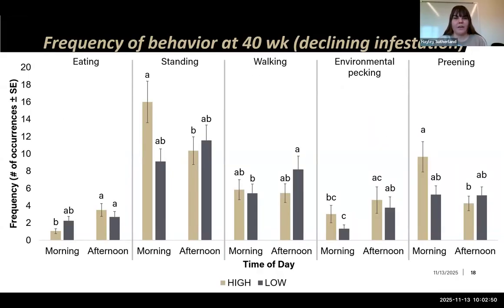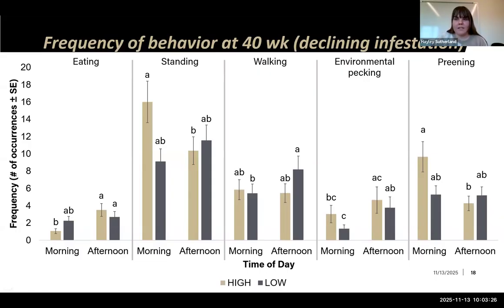And finally, at 40 weeks, at our declining infestation period, this is where we see the most variation. So again, with eating behavior, we see once again in our high group that they're eating more frequently in the afternoon than they are in the morning. When it came to standing, we see that our high group is standing more in the morning than they are in the afternoon. For walking, this switches over to the low group where they're walking more frequently in the afternoon than they are in the morning. With environmental pecking, this difference is within our low group, where our low group is environmentally pecking more frequently in the afternoon than they are in the morning.